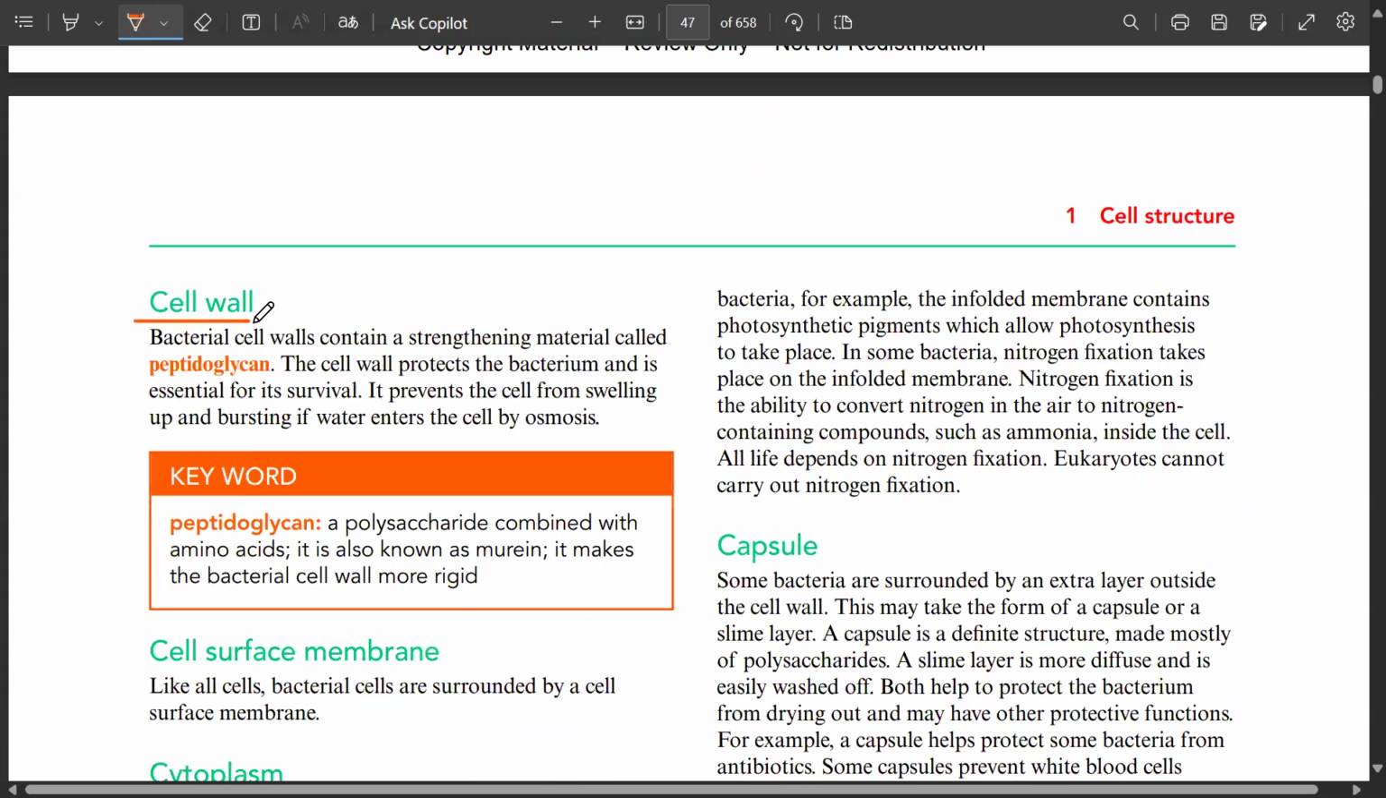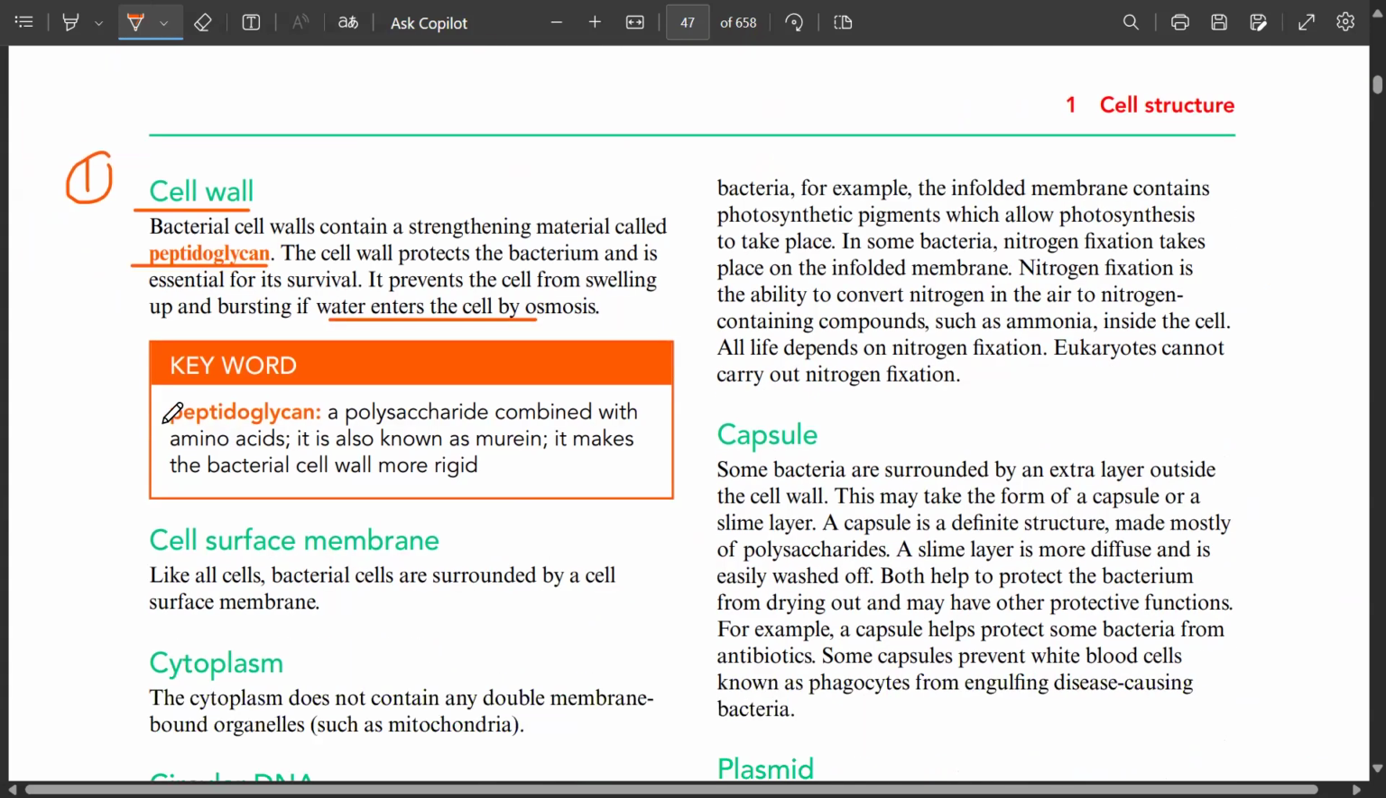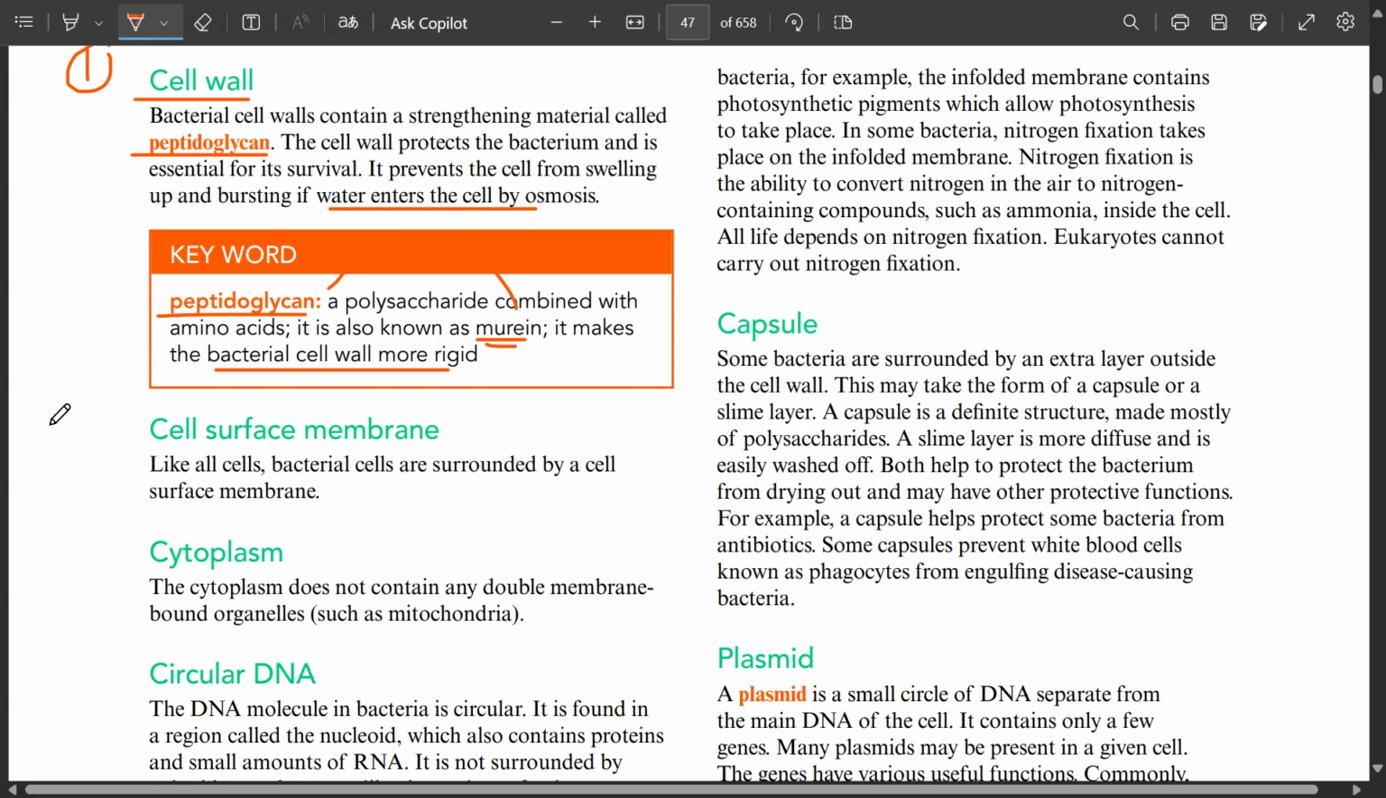Now they have a cell wall which is made up of peptidoglycan, and the cell wall protects the bacterium, and it is also essential for survival. It prevents the cell from swelling up and bursting if water enters the cell by osmosis. Peptidoglycan is basically a polysaccharide which is combined with amino acids, and it is known as murein. Murein is made up of these peptidoglycan chains. It makes the bacterial cell wall more turgid.